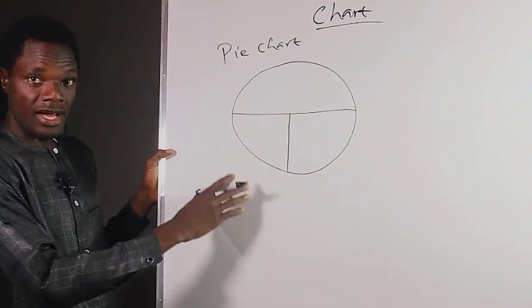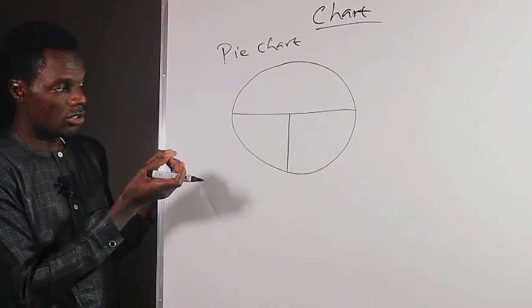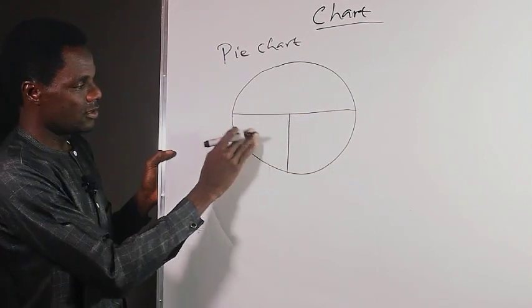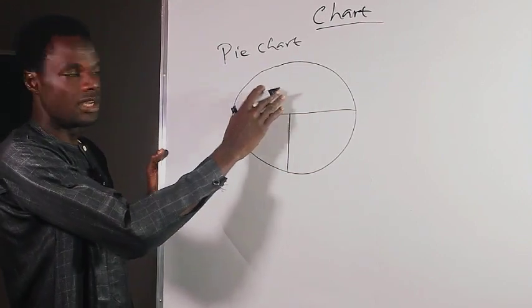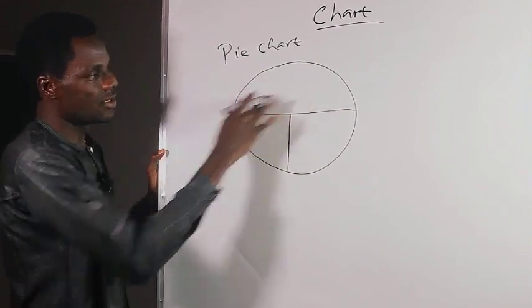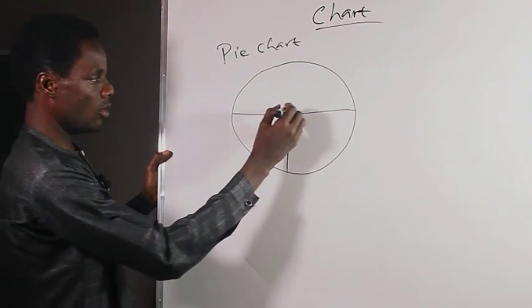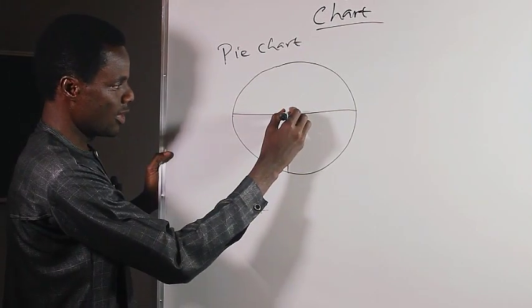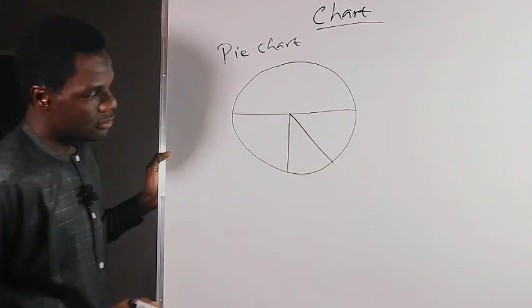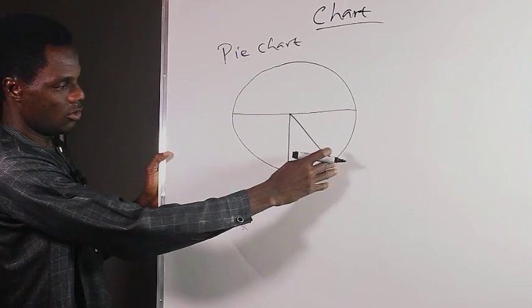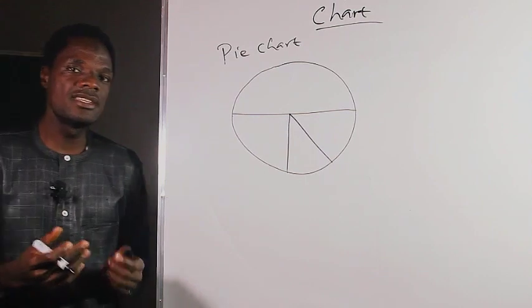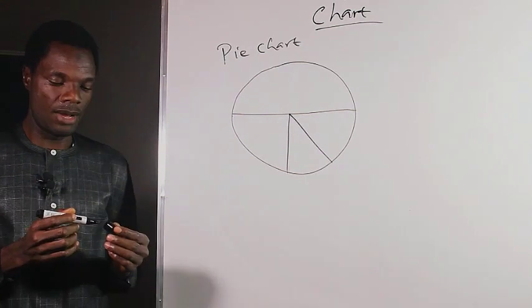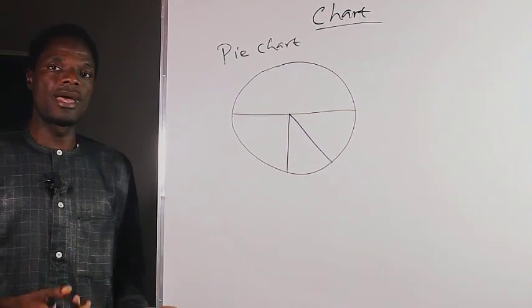For example, if a variable has a small size, then the slice will be small. If it has a large size, like this portion, then it can have a large size on the pie chart, depending on its value, as I said. This is another slice of a variable. So this is a pie chart. We are going to see detail about how to draw a bar chart when we have an example of it.